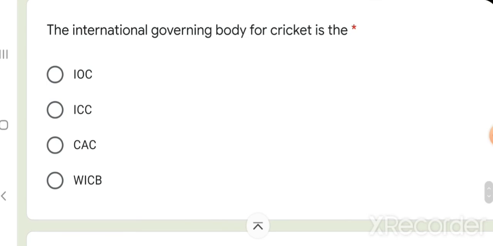The international governing body for cricket is the IOC, ICC, CAC, WICB. We have done this question already. So it is ICC.